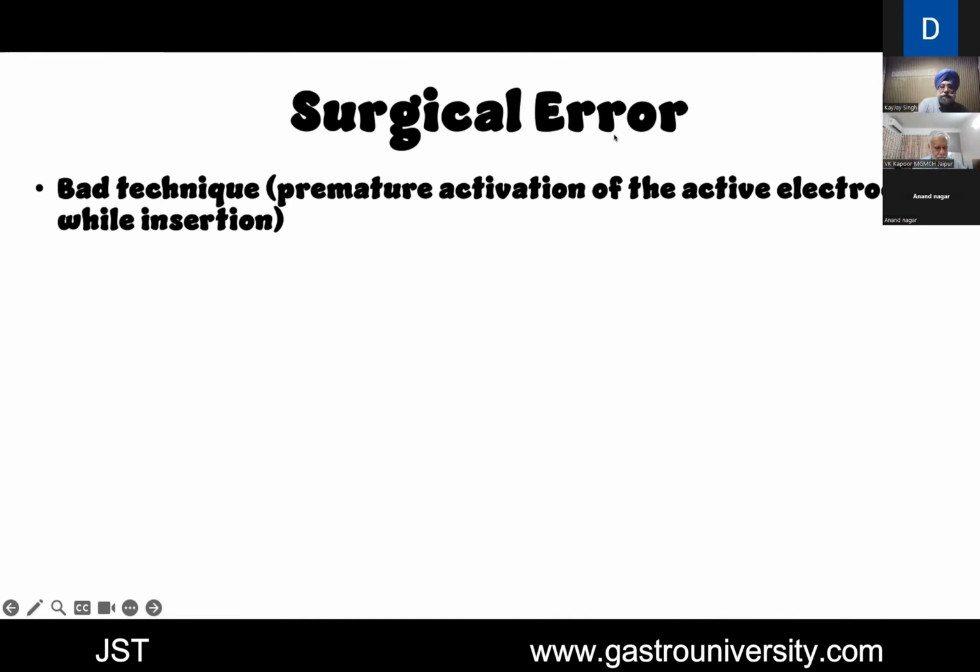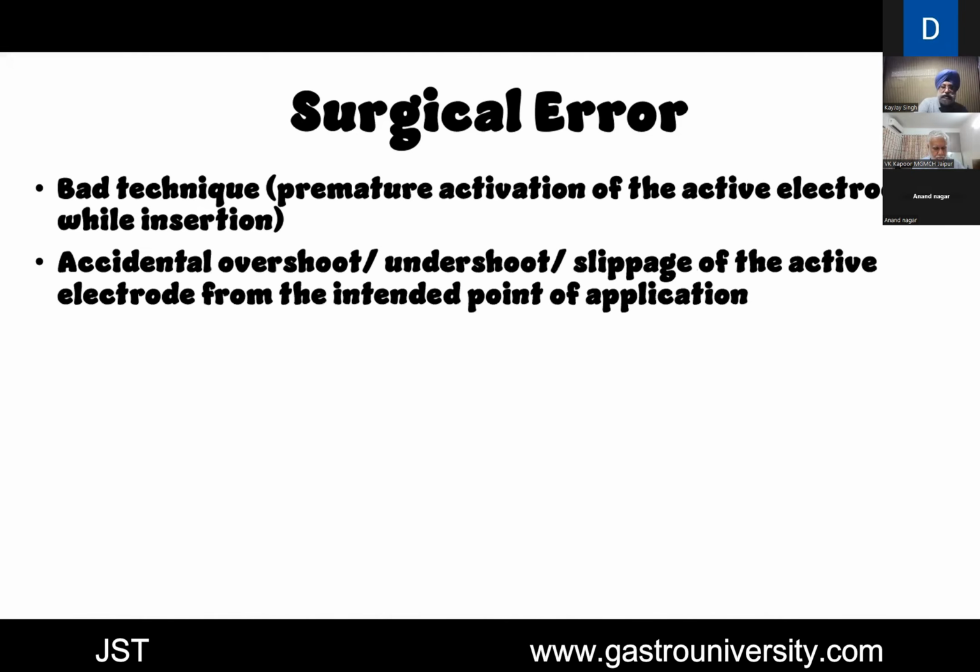when errors happen, the active electrode may, from bad technique, have touched an organ which was not intended to be touched. This happens with premature activation of the active electrode while insertion, which is not to be done. Accidental overshoot, undershoot, or slippage of the electrode from the intended point of application happens when you are in a hurry, when you are stressed out, when we are not stable, or there is a little chaos.